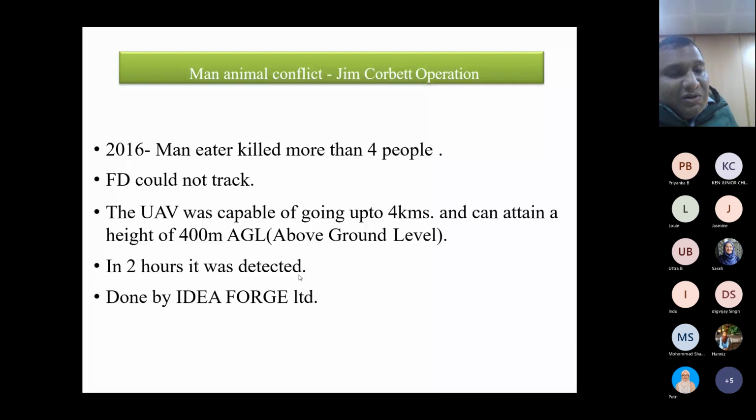sorry, it's IdeaForge. I wrote that down. One of the leading drone manufacturers in India. They offered that they would come with their drone and try to find where the man-eater tiger was. In 2 hours they could detect it.